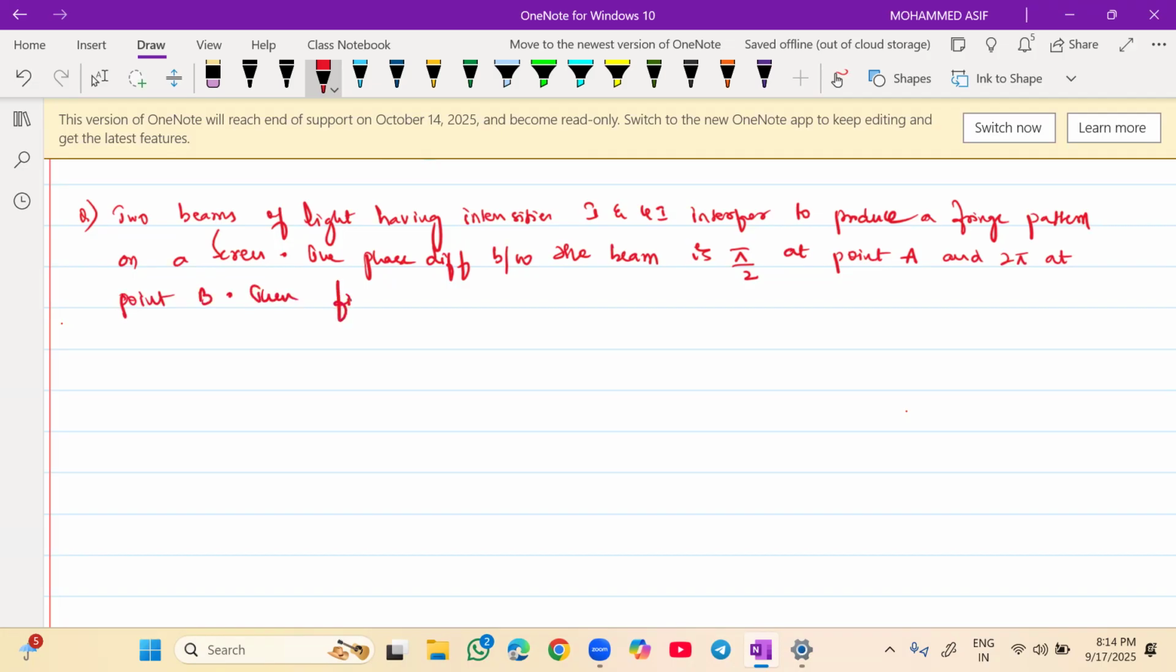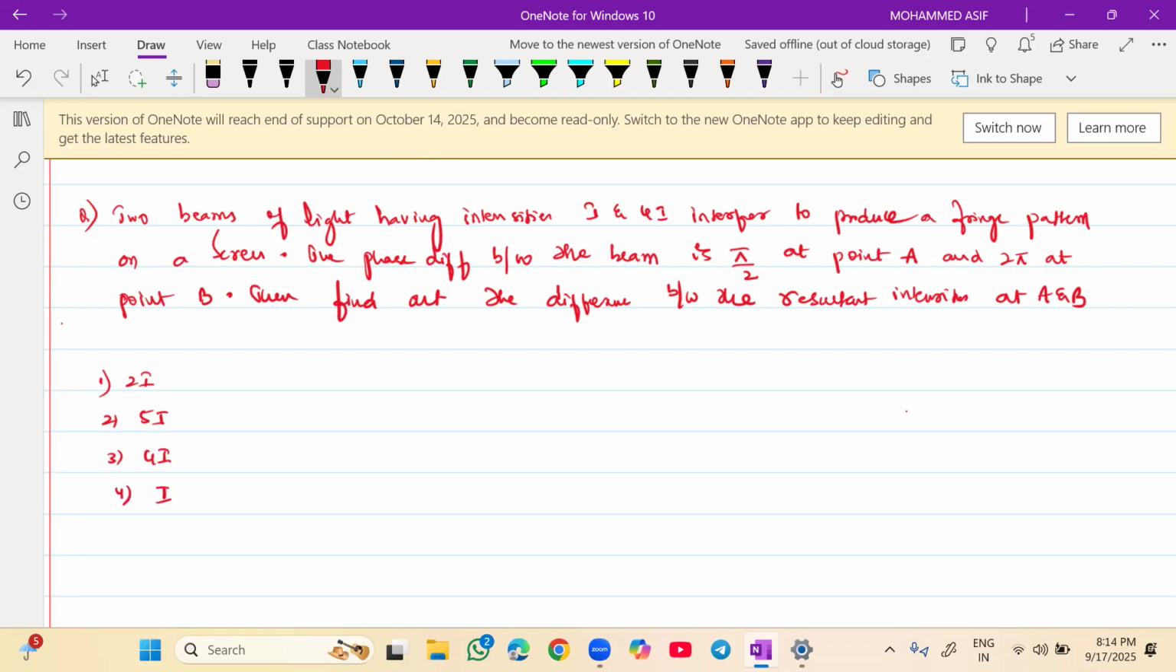Then find out the difference between the resultant intensities at A and B. Good question. Come on, try it. I'm giving you the options. First option is 2I. Second option is 5I. Third option is 4I. And fourth option is I. So try to do it out.